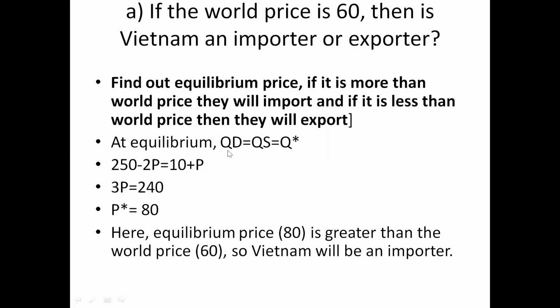At equilibrium, quantity demanded is equal to quantity supplied. So we equate the demand and supply functions, and from this we can find out the price. Okay, so this is the domestic price in Vietnam. Here the equilibrium price is 80, which is greater than the world price. So Vietnam will be an importer.